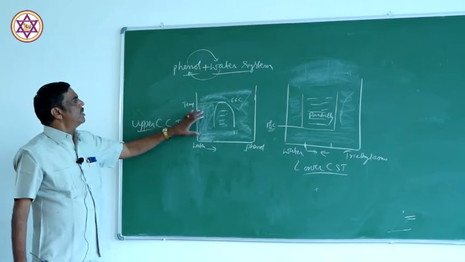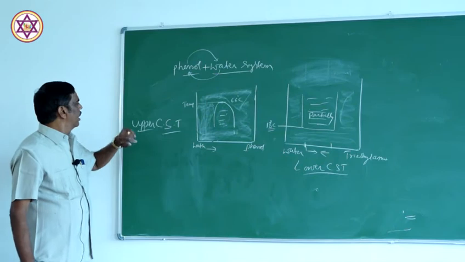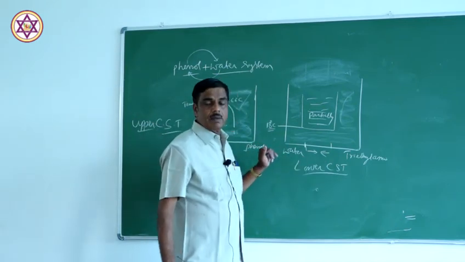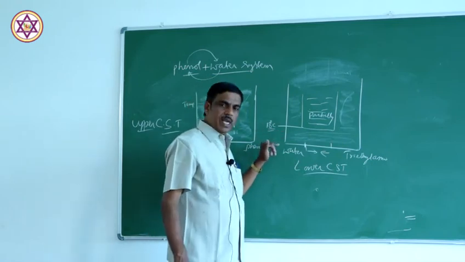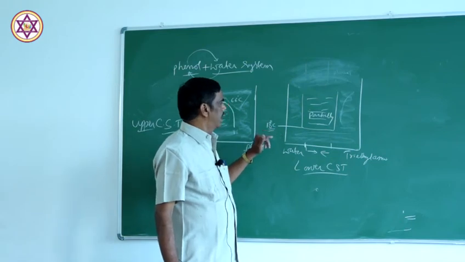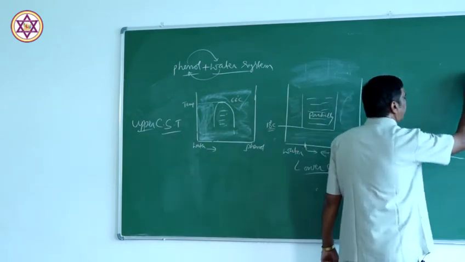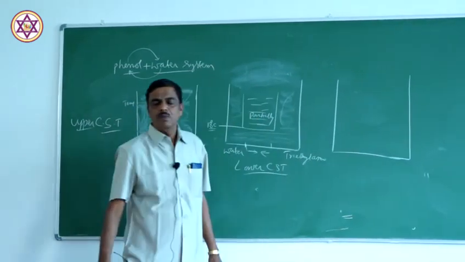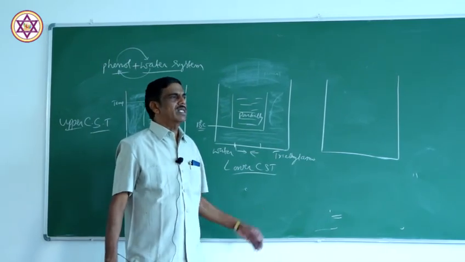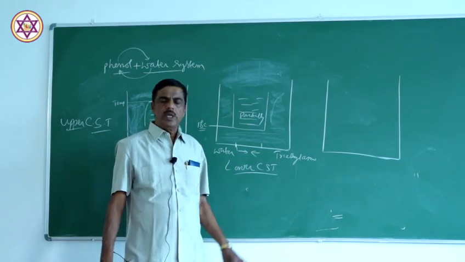So this partially miscible liquid pair, the phenol water system, has an upper critical solution temperature, whereas the triethylamine water system has a lower critical solution temperature, less than atmospheric temperature. So that is the speciality. There is one more example, a special type, which has both upper and lower CST. Actually, it's not lower than atmospheric temperature. There are two critical solution temperatures.